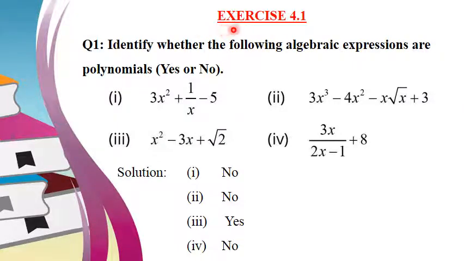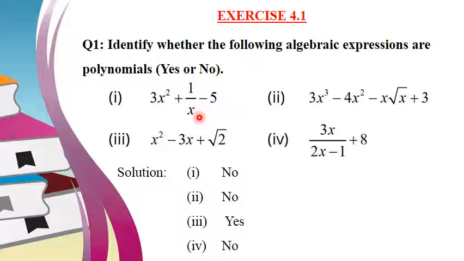Okay, now we are moving to our exercise 4.1. In question number 1, identify whether the following algebraic expressions are polynomials or not. Means we have to just tell either it is yes or no. So the first question is 3x square plus 1 upon x minus 5. We are observing that in the first expression 1 upon x, here when I am going to take the x to the numerator, its exponent becomes -1 because in the denominator it is 1.